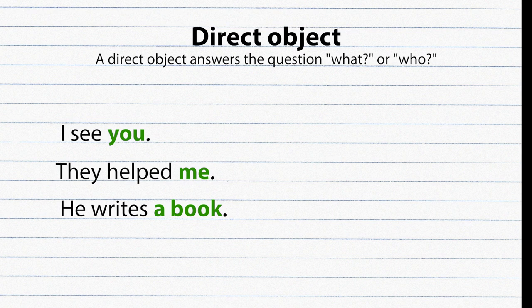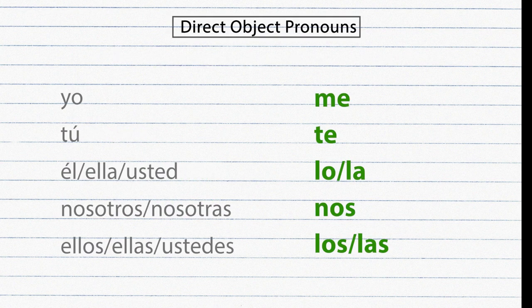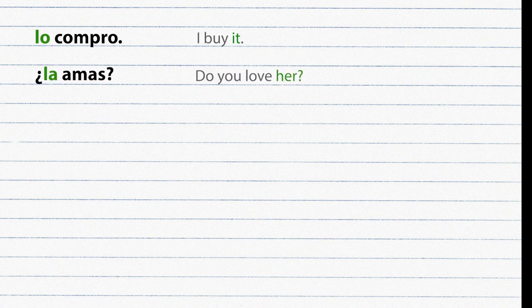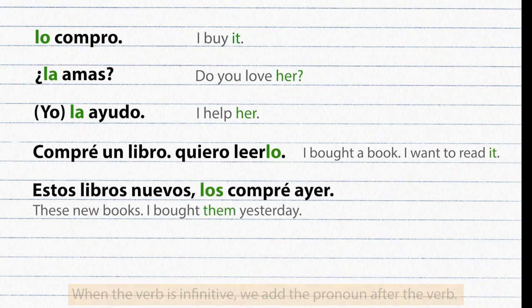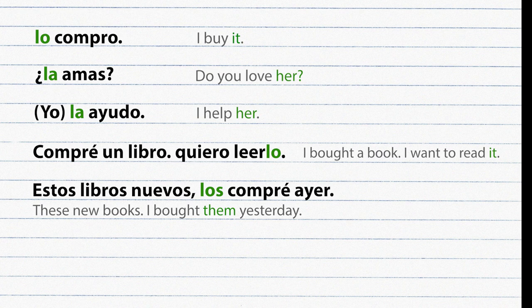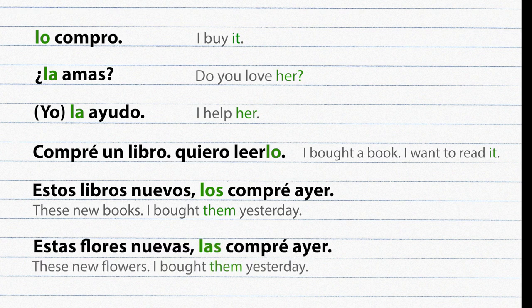These verbs only take one object. For the direct objects, we use the direct object pronouns, and these are the direct object pronouns in Spanish. Lo compro. ¿La amas? La ayudo. Compré un libro. Quiero leerlo. Estos libros nuevos los compré ayer. Estas flores nuevas las compré ayer.